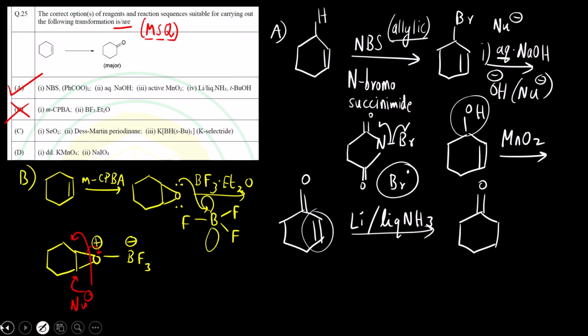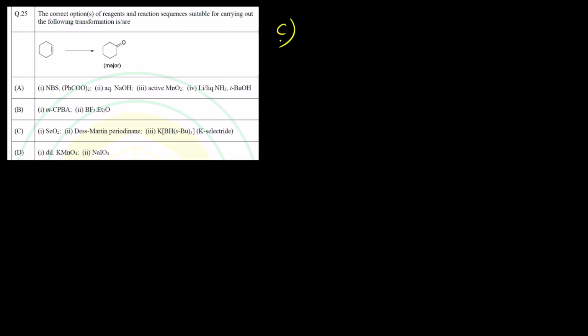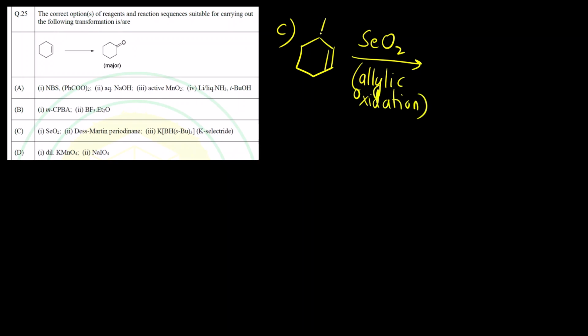Okay, now the third option, option C. First is selenium dioxide. Now what is the role of selenium dioxide? It is used for allylic oxidation. Okay, and this carbon next to the double bond is the allylic position. The one next to that is called homoallylic.